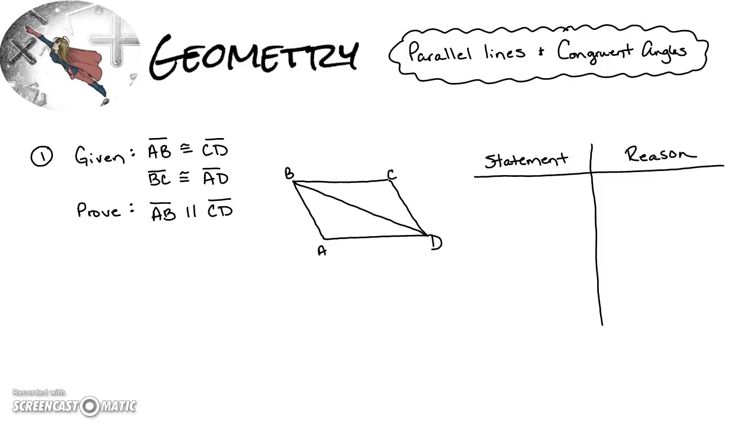Hi guys! So in geometry today we're going to talk about the connection between parallel lines and congruent angles and how you can use those in a proof. First of all, just to give you a little background, you've probably been talking about how if you have parallel lines with a transversal, then you end up with pairs of angles that are congruent.